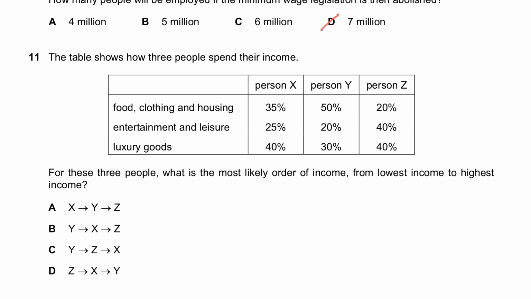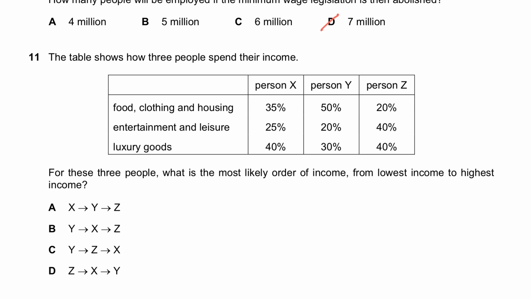Question number 11 says the table shows how three people spend their income. Person X, person Y, and person Z is given, and they are spending in three categories, which is food and clothing, housing and entertainment, and luxury goods. Now, the logic here is just that if you are a poor person or if you're not that rich, then your expenditure or proportional expenditure on food and clothing would be the most.